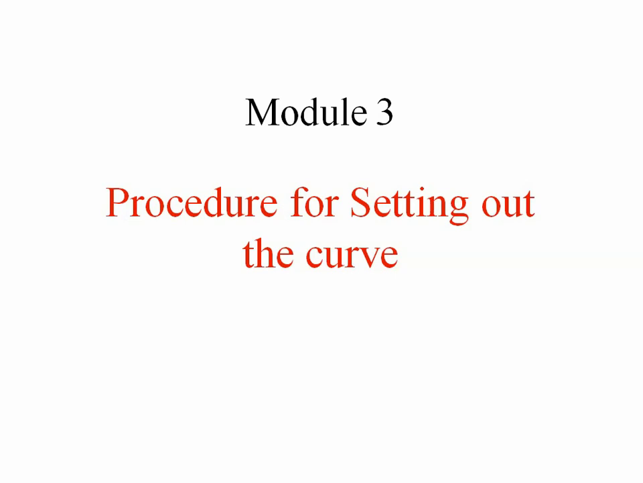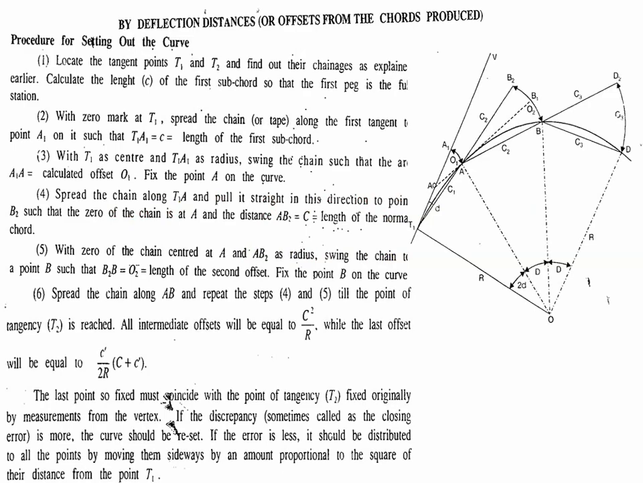Okay, now we'll learn the procedure for setting out the curve in the field. So first we'll go by the deflection distance method, that is, offset from chord produced. You have now learned the calculation for setting out the curve by offset from chord produced, that is, to calculate the first offset, last offset, tangent length of the curve, and next the lengths of offsets O1, O2, O3, correct?